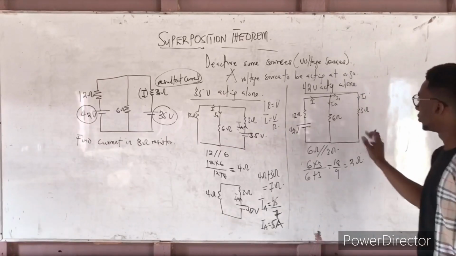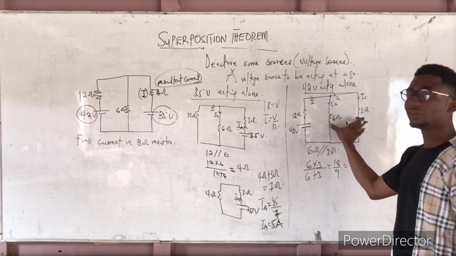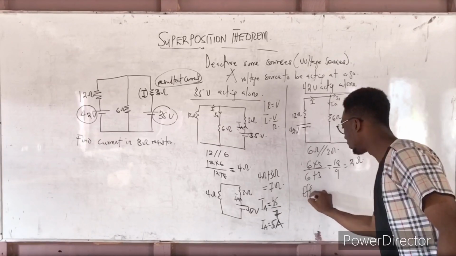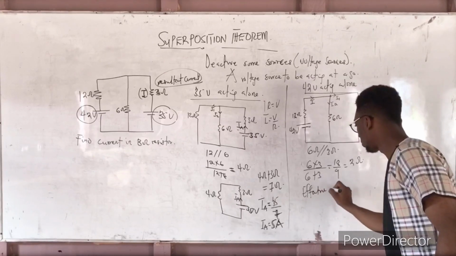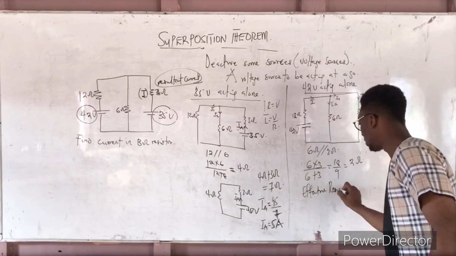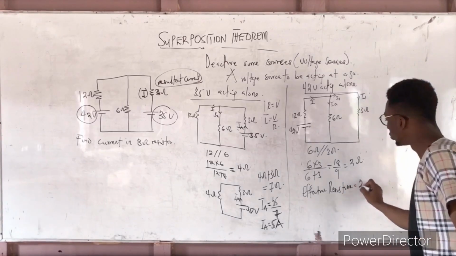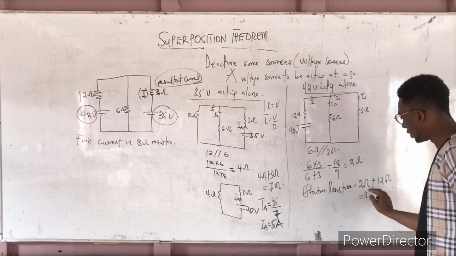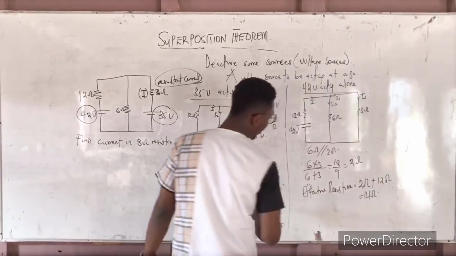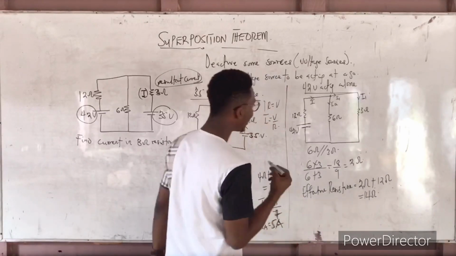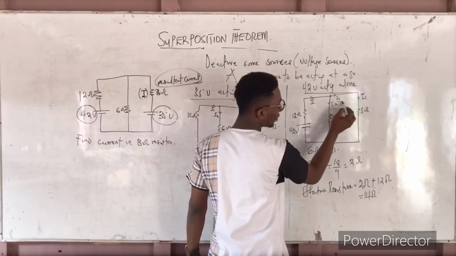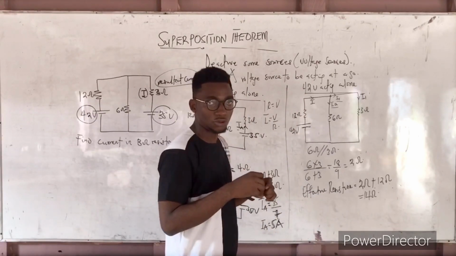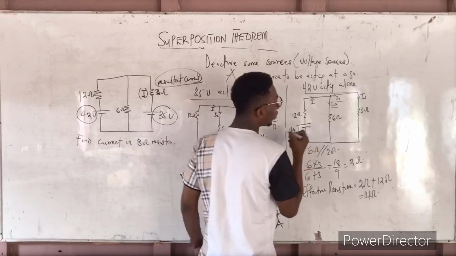So now, with the 2 ohm, the effective resistance is in series with this 12. So the total effective resistance in this circuit now becomes the 2 ohm plus this 12 ohms, giving 14 ohms. So now that the total effective resistance is 14 ohms, we can find current I1 and current I2. Remember that we did the current division law.